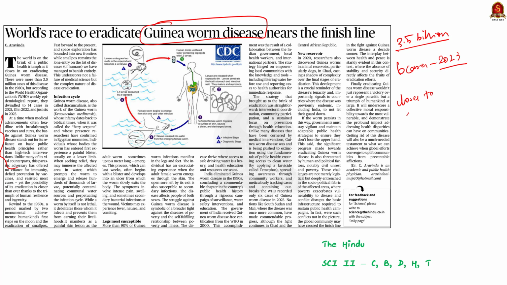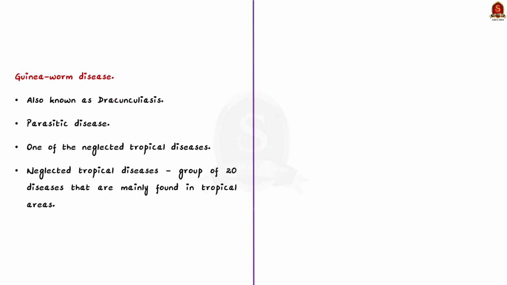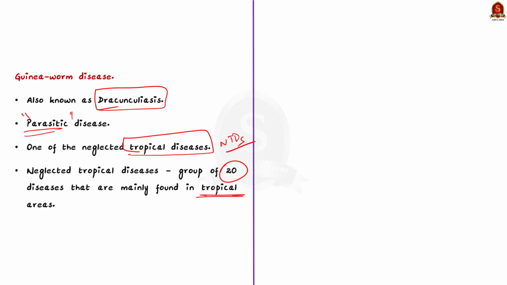In this context, let us understand about Guinea worm disease. Guinea worm disease is also known as dracunculiasis. It is a parasitic disease which is on the verge of eradication. It is one of the neglected tropical diseases. Here, the neglected tropical diseases, NTDs, are a group of 20 diseases that are mainly found in tropical areas. They include parasitic, viral, and bacterial diseases that can cause significant illness for more than 1 billion people.